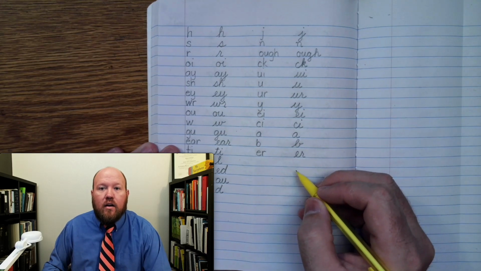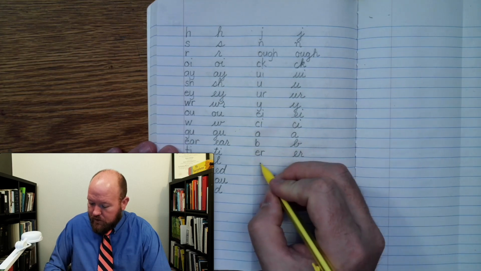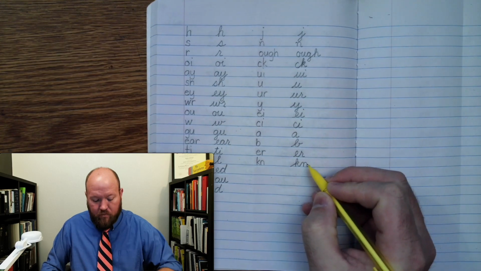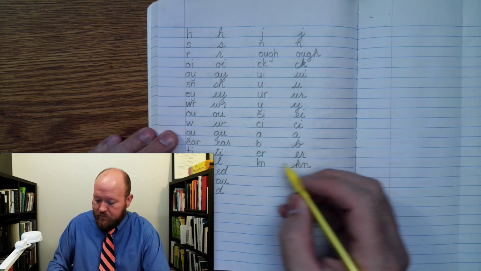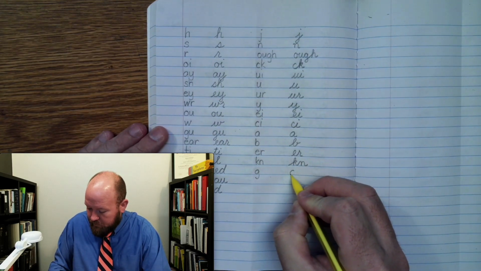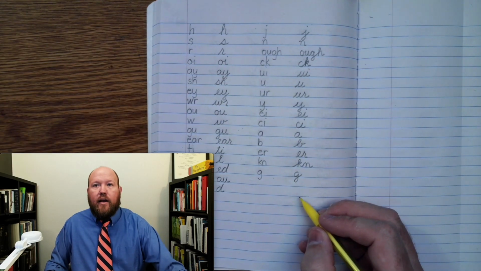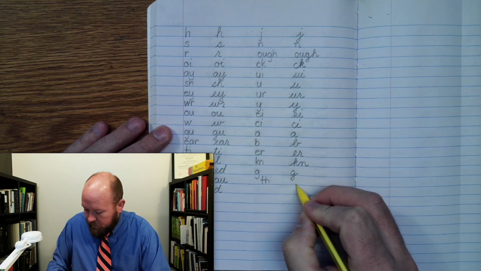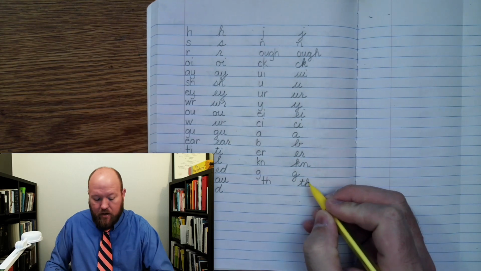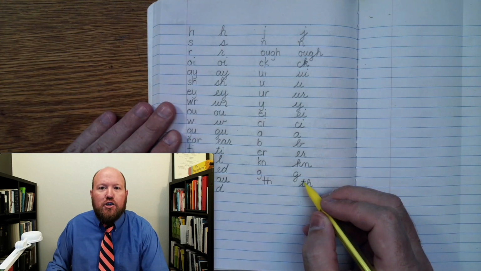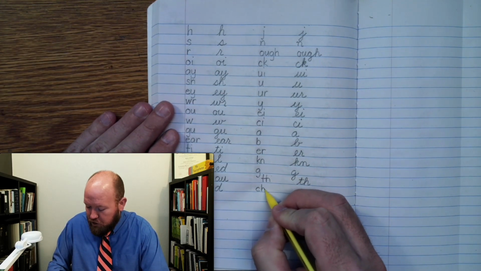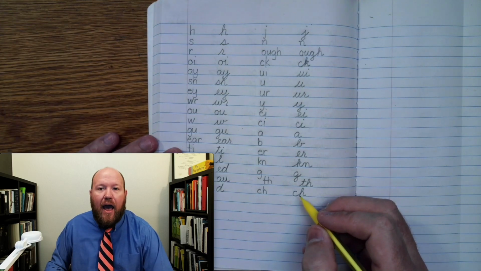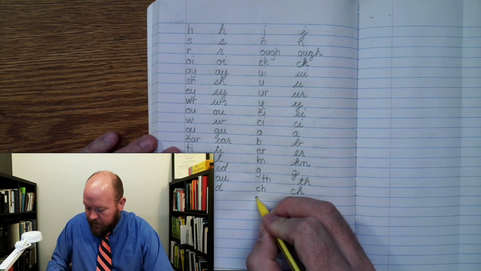Next one. Two letters beginning. Next one. G, j. Next one. Th, th. Next one. Ch, k, sh. Last one. E, a, a.